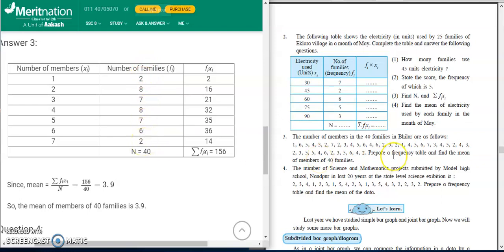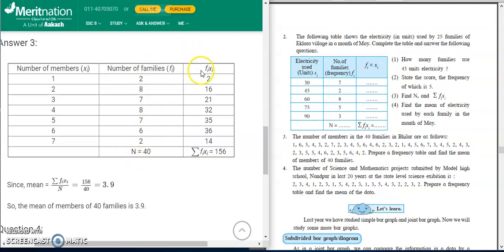Now we have to calculate capital N, that is total number of families. That is given already as 40, but we have to tally it. So just add all these numbers and the result will be 40. That is N equals 40.